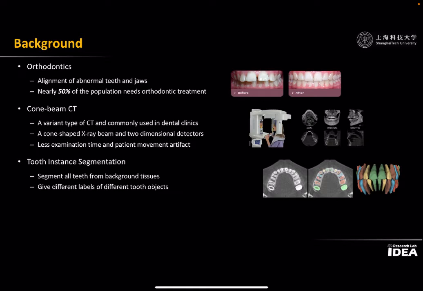In dental clinics, CBCT is one of the most commonly used image modalities to make diagnosis and treatment planning. It is a variant type of CT with a cone-shaped X-ray beam and two-dimensional detectors. The advantage of CBCT is the less examination time and fewer patient movement artifacts. Thus, our goal of this work is to make an automatic and accurate tooth instance segmentation from CBCT images. In this way, we should segment all teeth from background tissues and give different labels to different tooth objects.